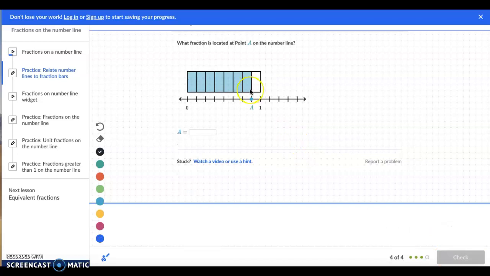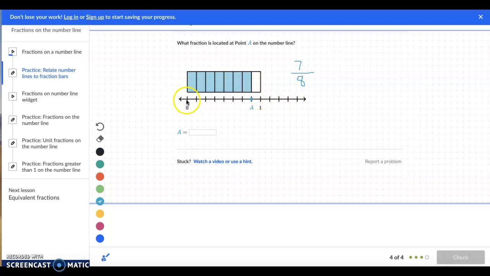All right, and our last one we're going to look at is what fraction is located at point A on the number line. I'm going to look at my area model this time, and I'm going to count first how many wholes we have. What is our denominator? 1, 2, 3, 4, 5, 6, 7, 8. So I know that my denominator is going to be 8 because there are 8 spaces in all. All right, so now I'm going to look for my numerator. 1, 2, 3, 4, 5, 6, 7. My numerator is 7 because there are 7 parts shaded in.